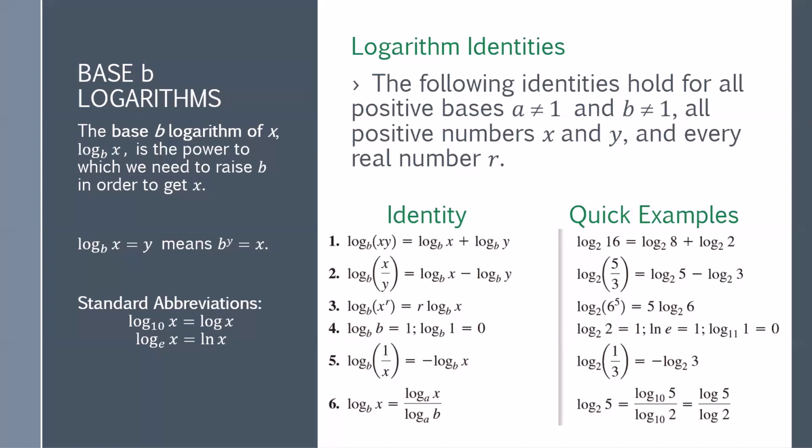The base b log of b is 1, and the base b log of 1 is 0. The log of 1 over x is negative the log of x. And if we want to change from base b logs to base a logs, the base b log of x is equal to the base a log of x divided by the base a log of b.